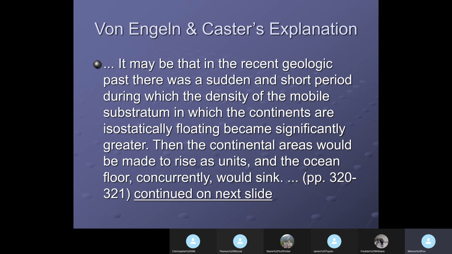Now, the problem is these continents are floating. They're floating in magma. And so the continents have to be less dense than the magma they're floating in. That's just simple physics, all right? Archimedes' principle, basically. They have to be less dense than the matter that they're floating in. If you put a solid rock into water, it'll sink because it's more dense than water. You put a piece of wood, most wood will float.